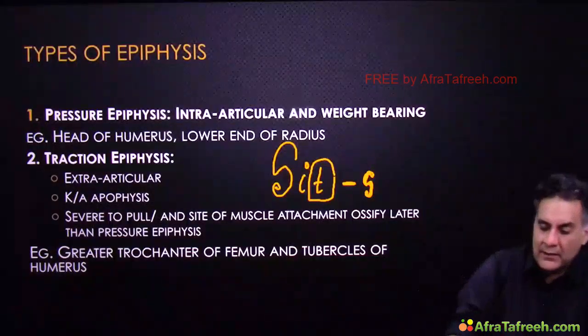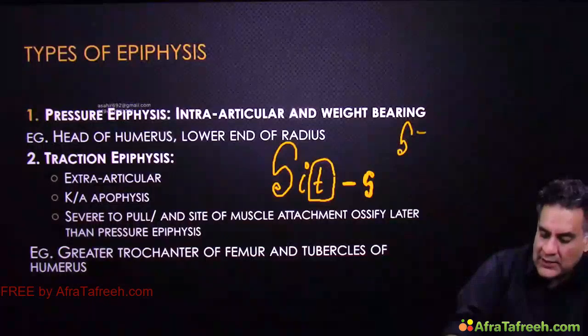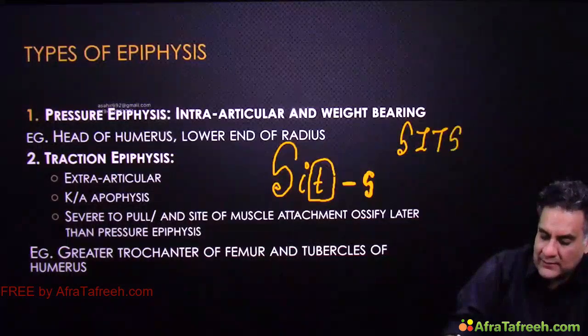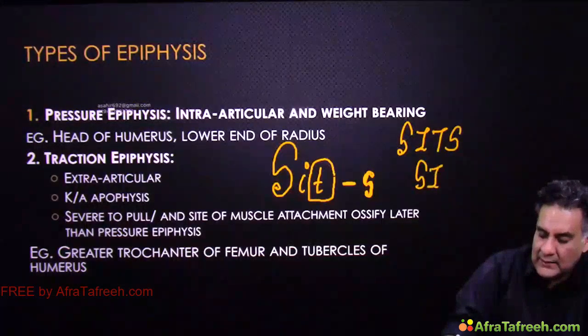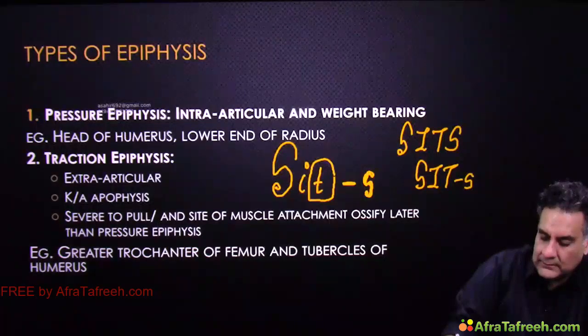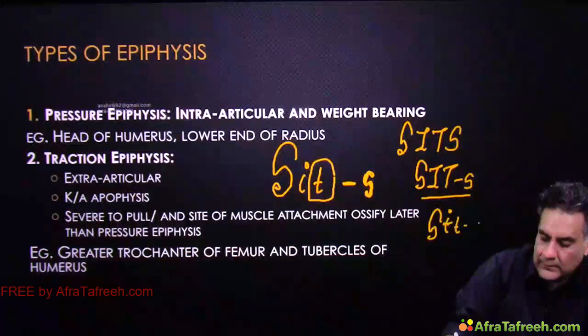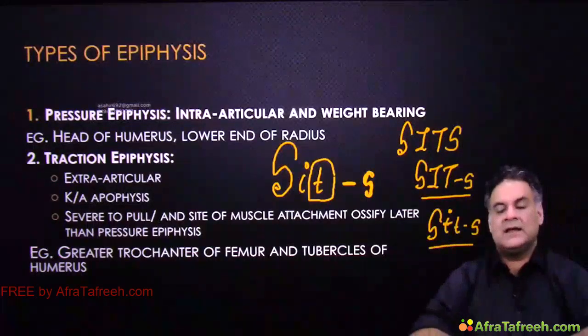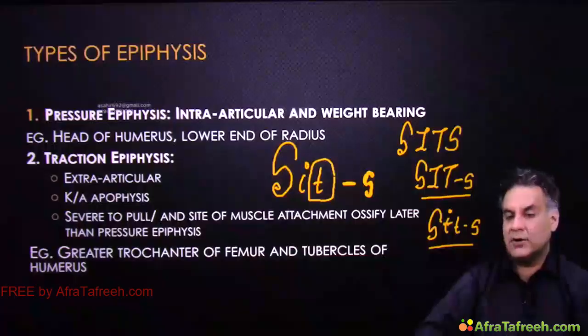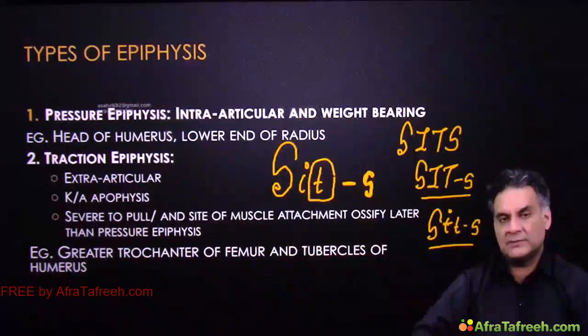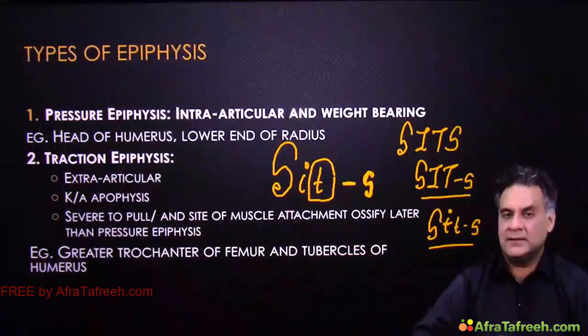In the exam, you don't write the mnemonic like this, SITS. You also don't write the mnemonic like this, SIT dash S. You write the mnemonic like this. Small s, subscapularis, small i, infraspinatus, small t, teres minor.